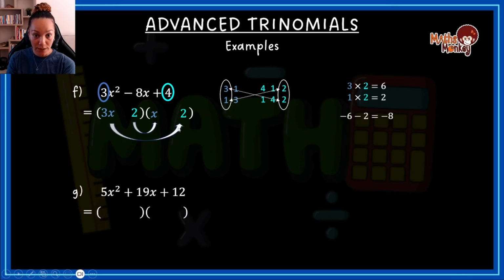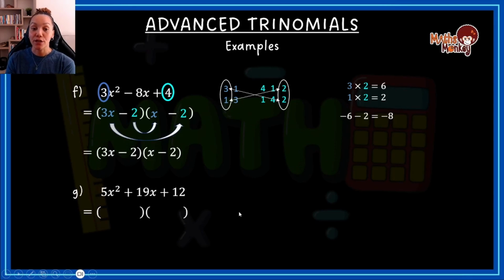So the 3 and the 2 is the 6. And these two gives me 2x, right? So remember, we are aiming for negative 8. So in this case, we've seen that the 6 needs to be negative and the 2 needs to be negative. So both of these are negative. So that means my final answer is 3x minus 2 and x minus 2.